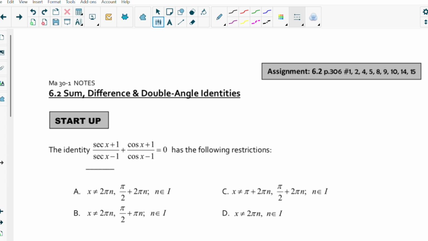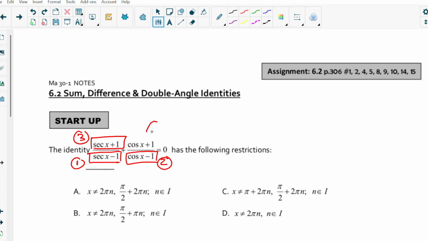6.2, some difference in double angle identity. So let's do a quick startup before we get going here. This will be good practice because we will encounter this all the time when we're doing problems involving trig identity. So I'm going to put a box around that says that's number 1, number 2, and then number 3. I'm going to look at 3 separate cases here where I'm going to have non-permissible values or restrictions.